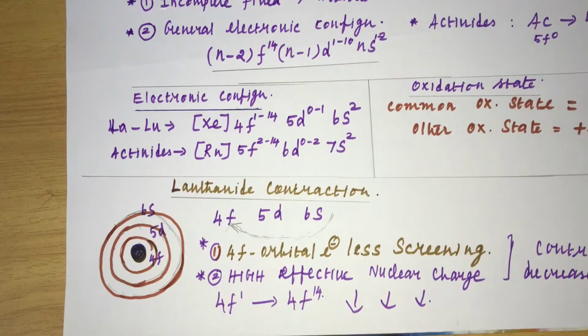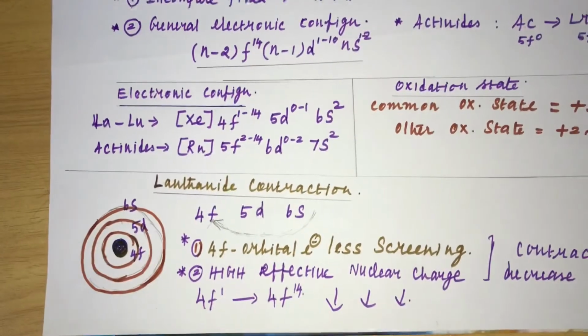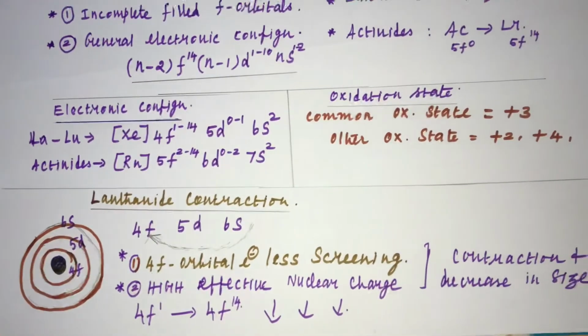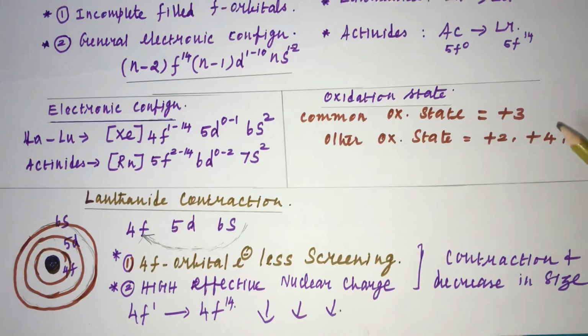Next one is, what is the common oxidation state of lanthanides? The common oxidation state, the valency, it shows when it reacts with other elements or in the formation of compounds. The common oxidation state of lanthanide is +3. Apart from that, it also shows +2 and +4 oxidation states.